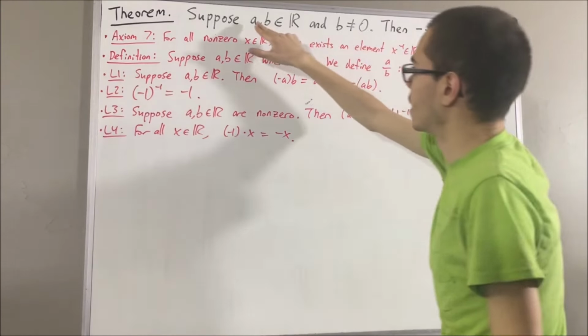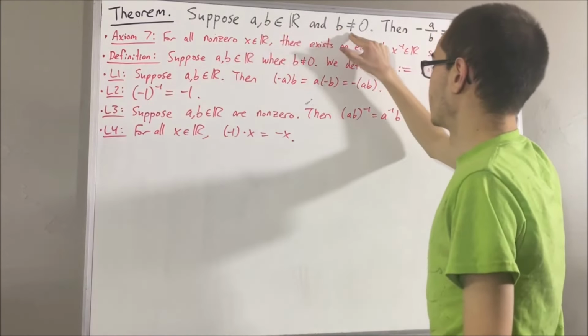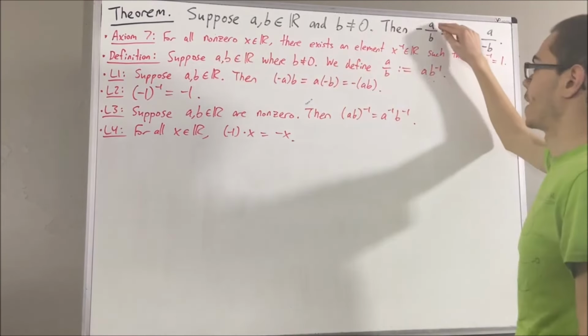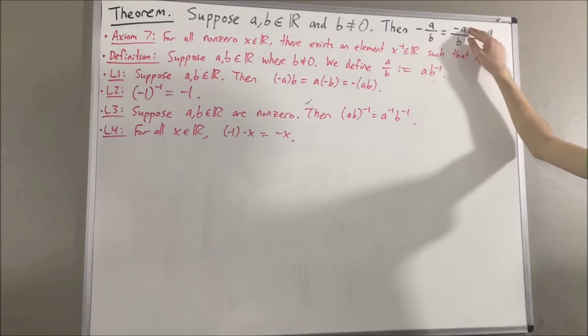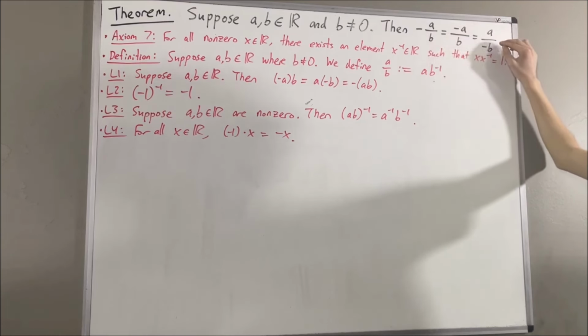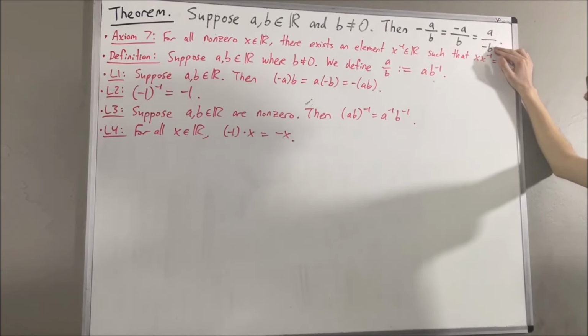Now, since a and b are real numbers such that b is non-zero, certainly, by definition of division, we can make sense out of a over b. And certainly, negative a and b are real numbers where b is non-zero, so this fraction makes sense. But what about this fraction? Certainly, a and negative b are real numbers, but how do we know that negative b is non-zero?